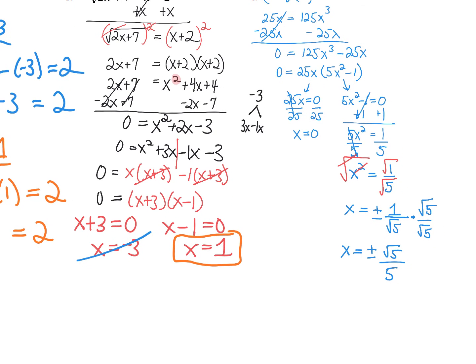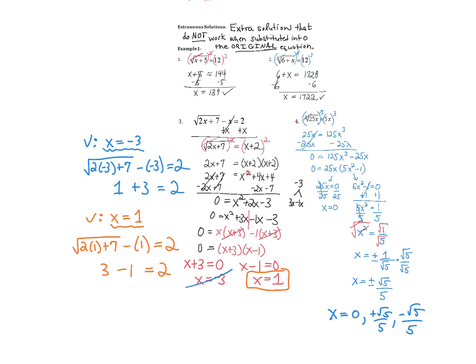So 3 answers for that last problem. We have 0. We have the positive square root of 5 over 5. And the negative square root of 5 over 5. And all 3 of those actually work. So no extraneous solutions on that guy.